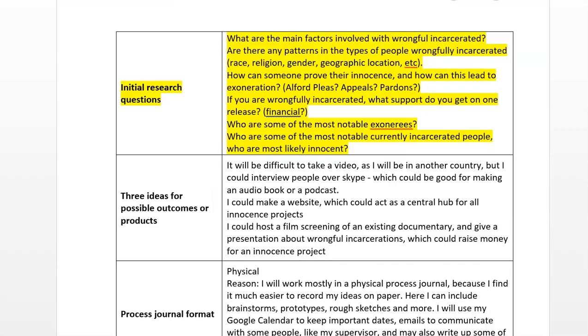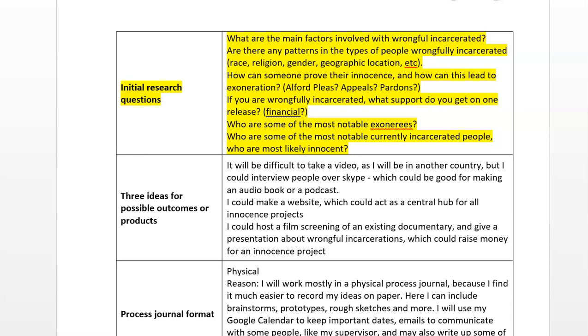Here we will look at some initial research questions, 3 ideas for possible outcomes or products, the process journal format, and also anything else that you would like your supervisor to know. The next section that we're going to work on together is initial research questions. A research question is a question that you have written that you are going to answer throughout your project. Let's have a look at Lenny's.